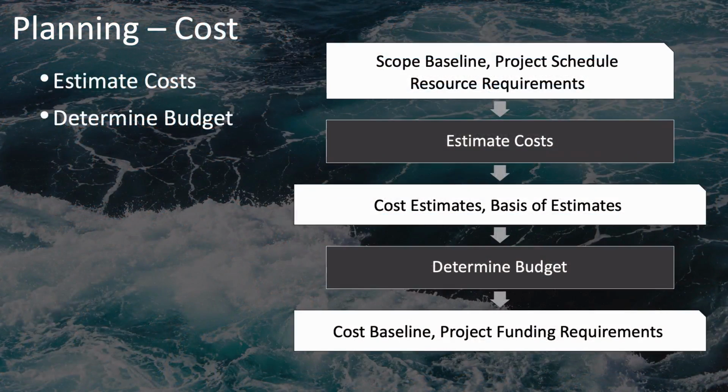Next, we have the cost planning processes. Above and beyond Plan Cost Management, you have 2 more processes: Estimate Costs and Determine Budget. The Estimate Costs process uses the scope baseline, project schedule, and resource requirements as inputs, and creates cost estimates and the supporting document of basis of estimates. These are then used as inputs to the Determine Budget process, which creates the cost baseline as well as your project funding requirements.